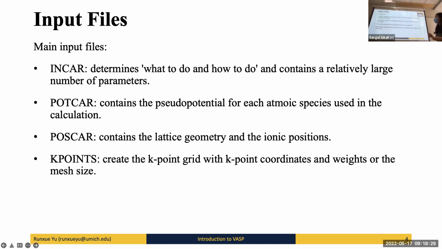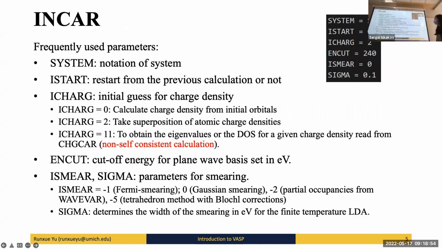The third one is the POSCAR. It contains the lattice geometry and ion positions. So it just identifies the geometry of the lattice. And the last one is KPOINTS. It will create a K-point grid with K-point coordinates and weights or the mesh size. And you can also identify the high symmetry K-points in this file. So I will go through it one by one.